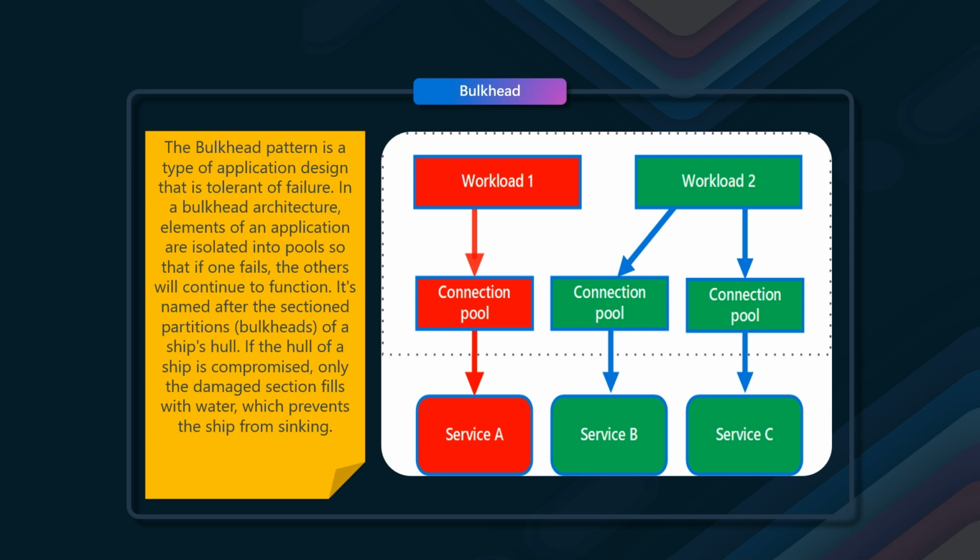So the bulkhead pattern is a type of application design that is tolerant to failures. In the bulkhead architecture, elements of the application are isolated into pools. So if one fails, the others will continue to function. It's named after the partitions, or bulkheads, of a ship's hull. If the hull of a ship is compromised, only the damaged section fills with water, which prevents the ship from sinking.